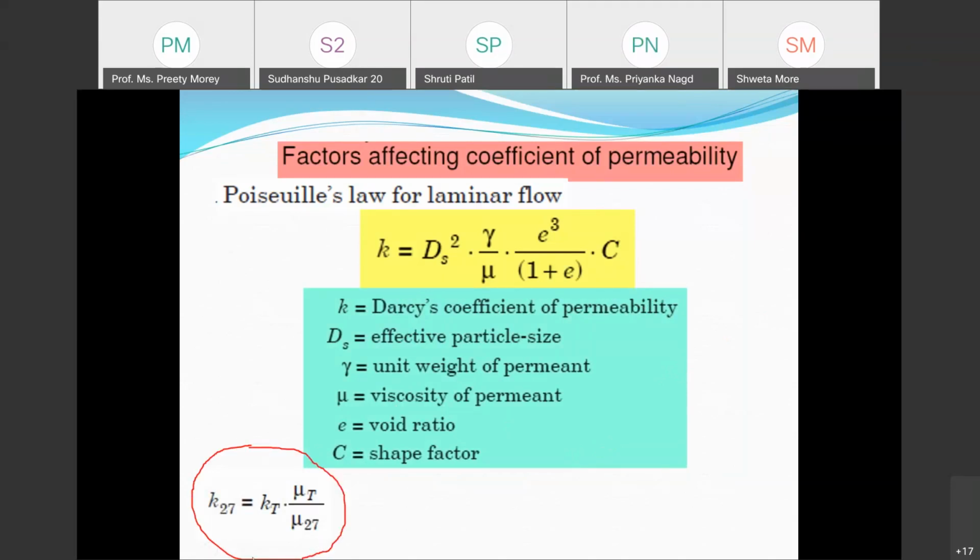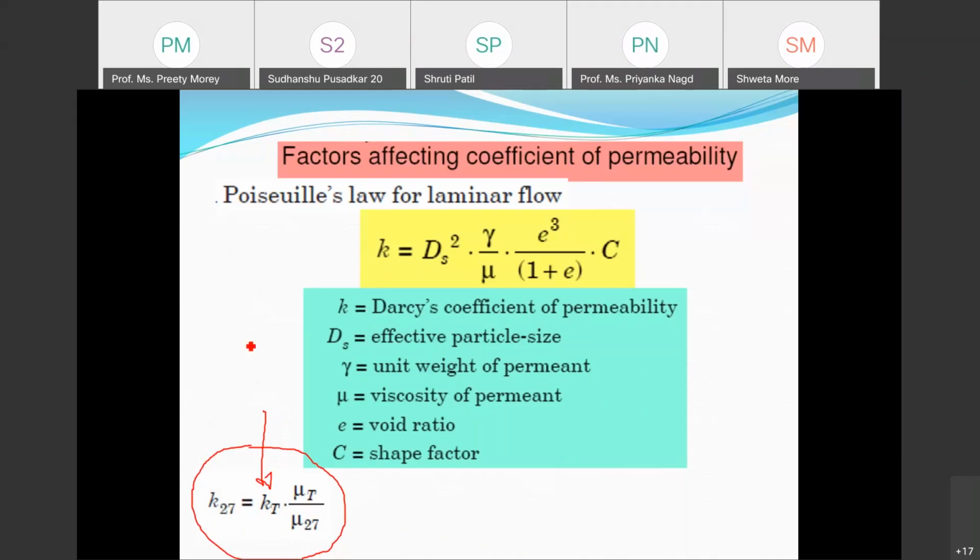What does this indicate? When I have to find the coefficient of permeability at a specific temperature T, I should use this equation. It is expected that you will conduct the laboratory test at 27 degrees centigrade, but that usually doesn't happen. So if your temperature is 20 degrees and you conduct the experiment at 20 degrees, I get the value of K as KT equal to K20, and hence the standard value which we consider for the analysis is K27.